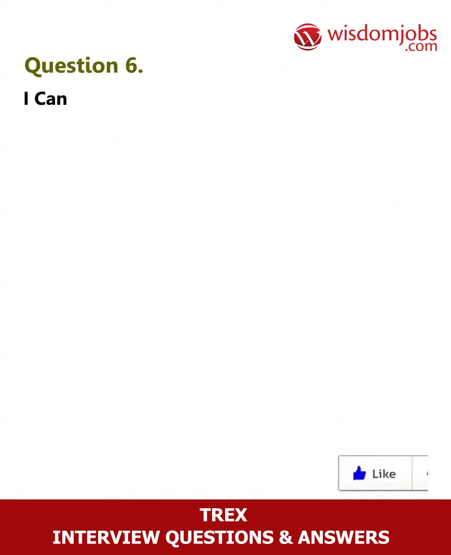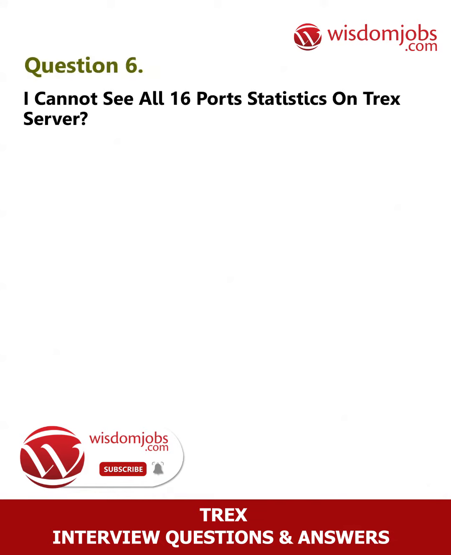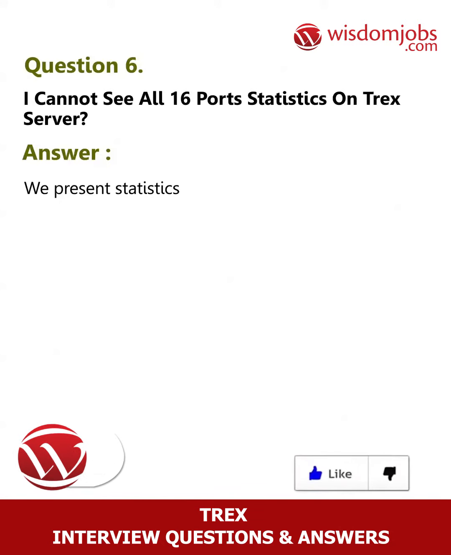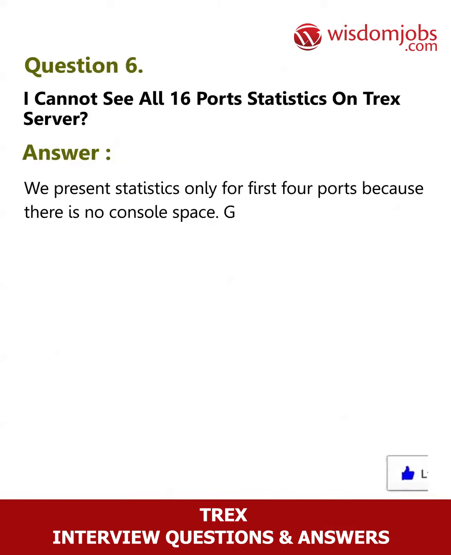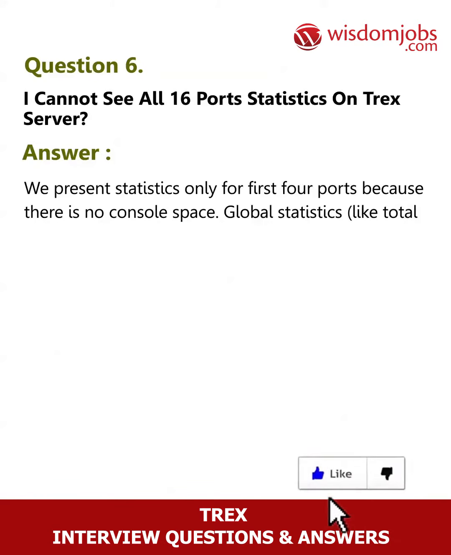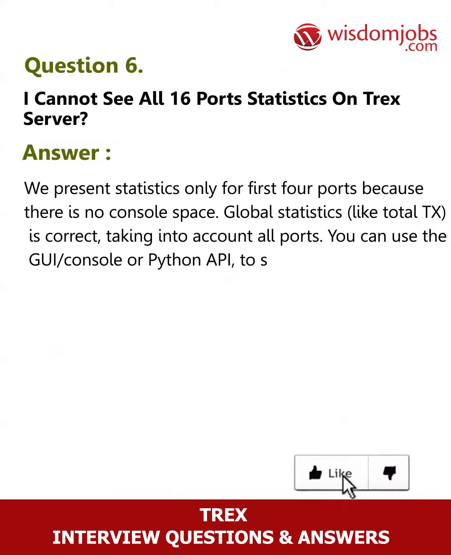Question 6. I cannot see all 16 ports statistics on the TRex server. Answer. We present statistics only for the first 4 ports because there is no console space. Global statistics, like total TX, are correct, taking into account all ports. You can use the TRex console or Python API to see statistics for all ports.